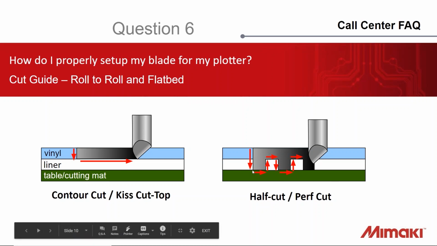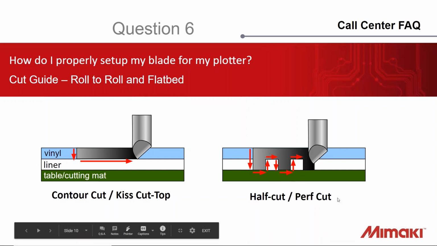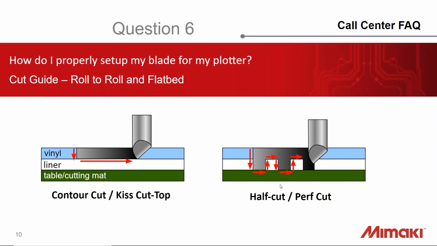So on our flatbeds, we can cut all the way through without needing to leave any connecting pieces. On the roll-to-roll printer, we do have to use this half cut or perf cut option to make sure that we leave a connecting piece in there. It will have to be punched out after it's completely cut, but that's about the only way we can do it for the roll-to-roll options.